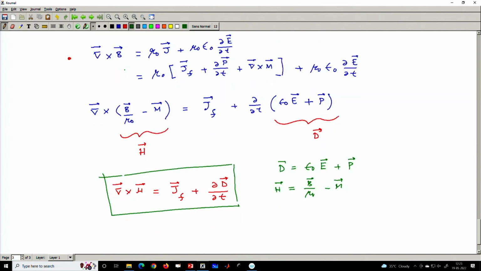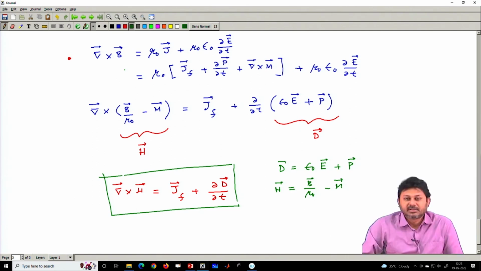So, in today's class, what we did is we discussed the Maxwell's equation in a material. Before that, we also calculated the boundary condition of the magnetic field B, which we did in the earlier classes. That information we are going to use in the next part of the topic when we discuss the Maxwell's wave equation in matter.